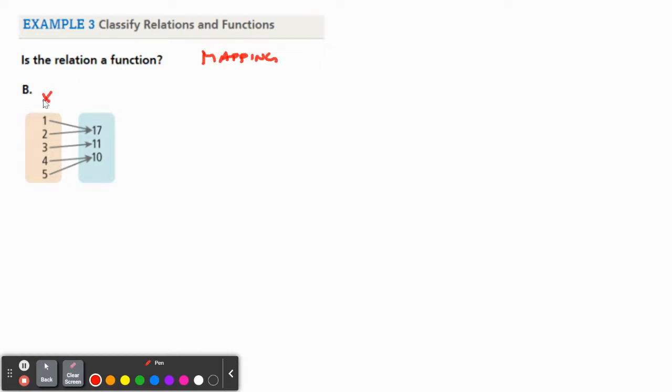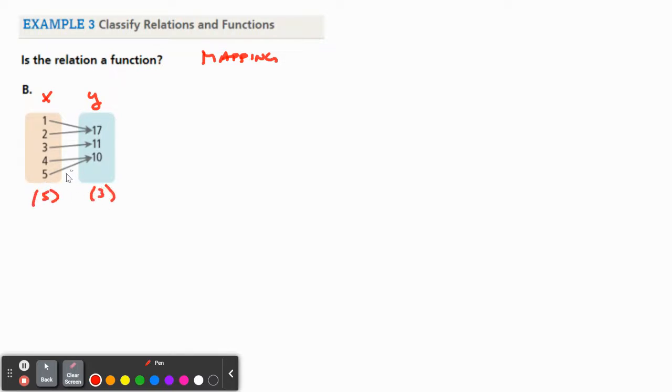So the first column is the x's, because that's where the arrows are coming from, or the domain, if you will. And the second column is the y's. That's where the arrows are going to. Now notice here that there's 5 x values and only 3 y values.